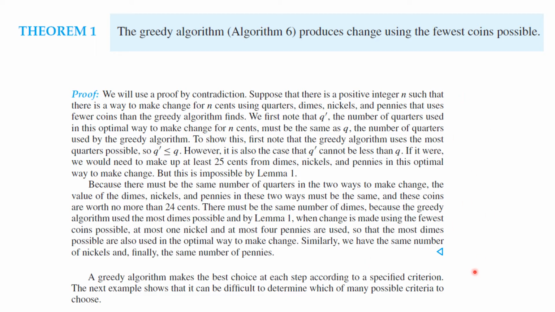A greedy algorithm makes the best choice at each step according to the specified criterion. The next example shows that it can be difficult, however, to determine which of the many possible criteria to choose.